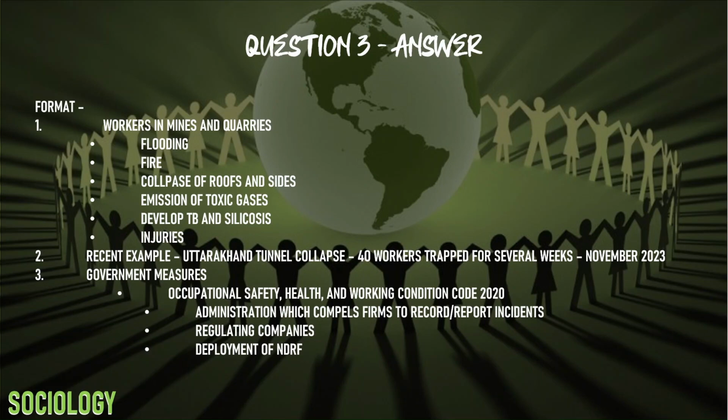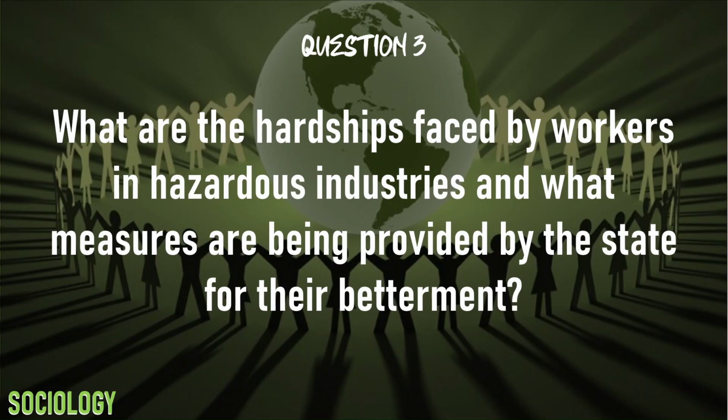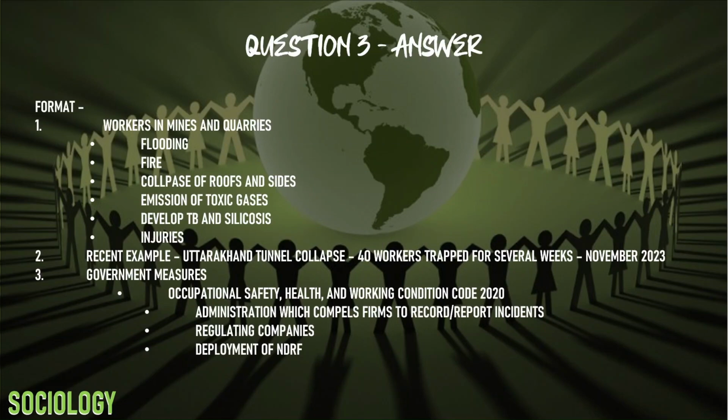And finally, coming to the government measures, because it's a two-part question, what are the hardships faced, and what measures are being provided by the state? So always remember, you should always answer both aspects of the question. Never leave anything because you didn't read it properly. Every question is divided into 2 or 3 parts, and you have to recognize these parts and answer them accordingly.